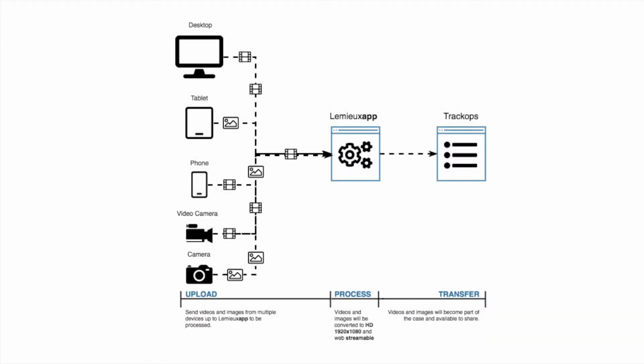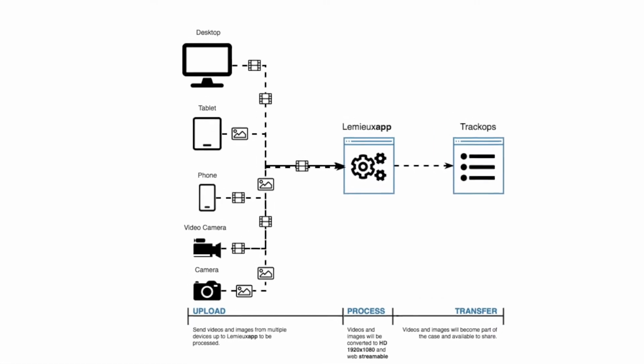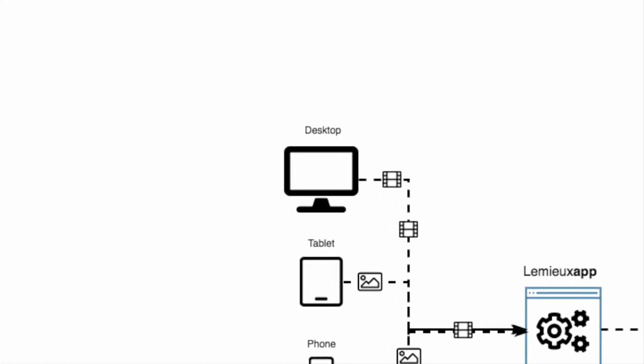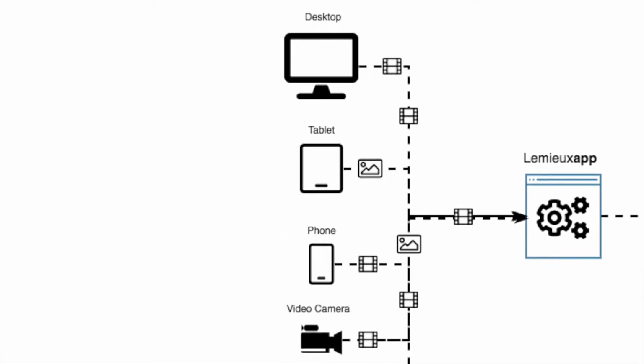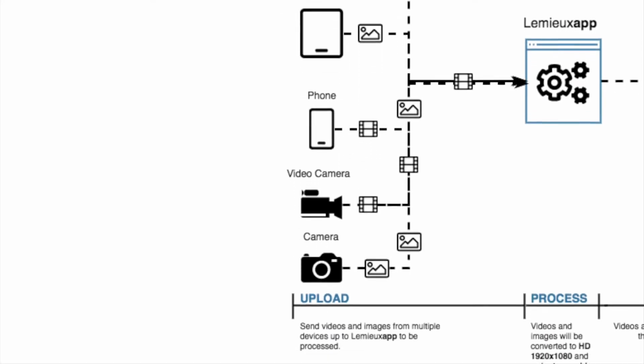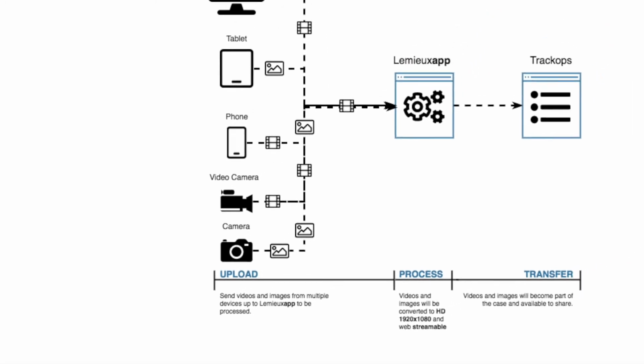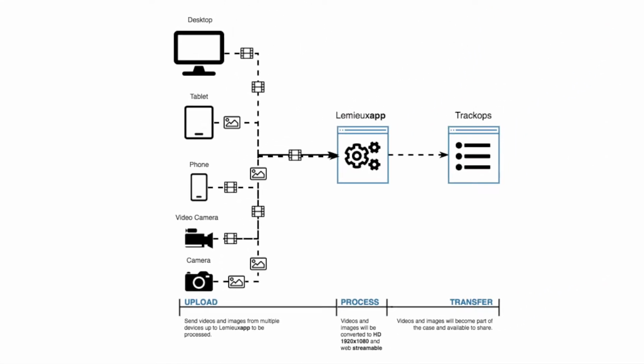Let's head back to the overview diagram. We'll be discussing this diagram from the left to the right. On the left side, we will be discussing the upload. And as you can see from the diagram, uploads can come from multiple devices, whether that be desktop, tablets, phones, video cameras, or still cameras. In any case, you can also use your SD card with an SD reader connected to your computer, tablet, or phone and access it like a hard drive.